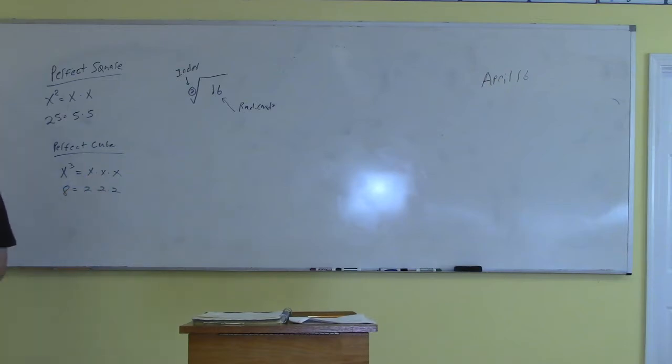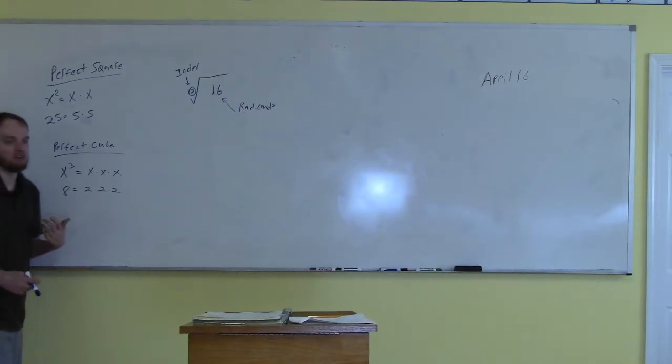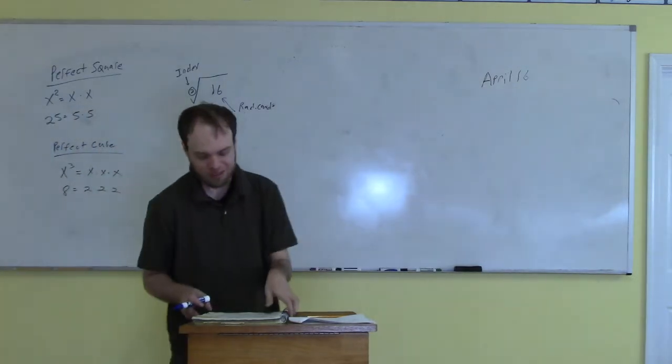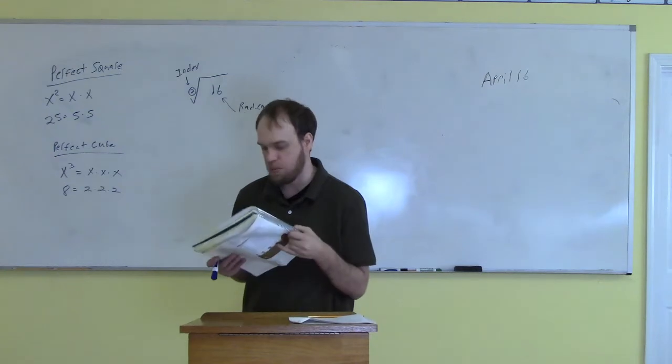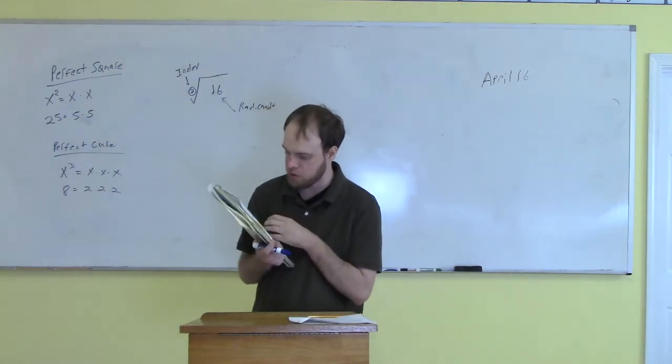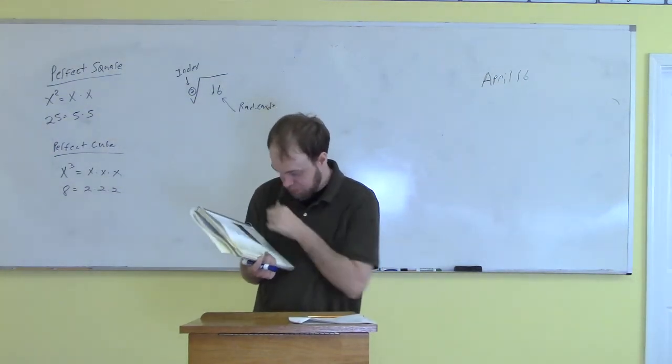Okay, so 8 would be a perfect cube with a number, because we can take 8 and break it down, and we can get 2 times 2 times 2. And so notice 2 times 2 times 2, the same number times itself 3 times, gives you 8. And so that's the definition of a perfect cube. Those definitions are important. We're going to basically be working with those as we go through.